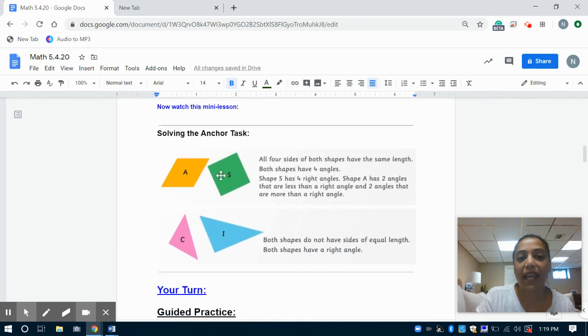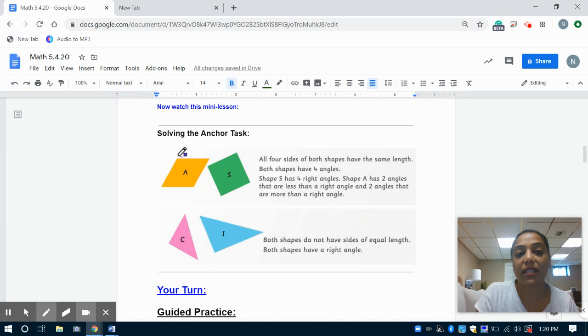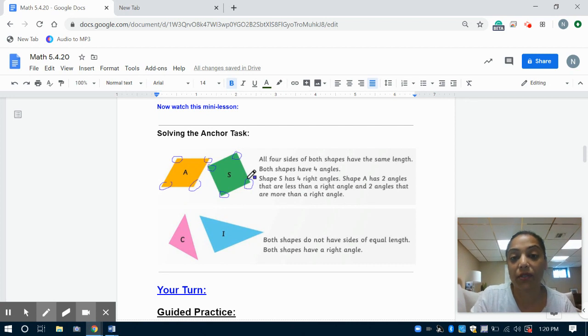So shape A and S, it says all four sides of both shapes have the same length. Both shapes have four angles. Okay, so when we talk about angles, again, if we look at this shape right here, we can see this is angle 1, angle 2, 3, and 4. If we look at shape S, same thing. 1, 2, 3, 4. Both have four angles, right? And when we talk about sides, we're talking about these sides right here. Now, how do we know they're equal?